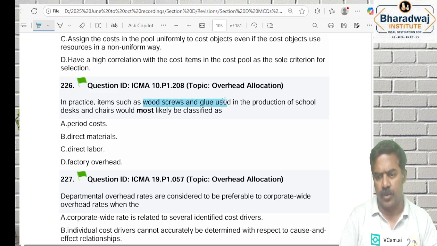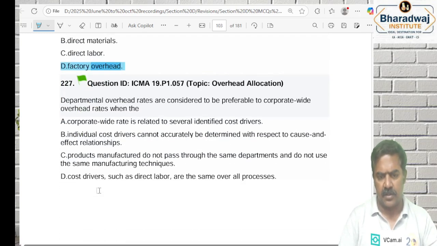Wood screws and glue used in the production of school desks will most likely be classified as factory overhead. Indirect material, indirect labor are part of which one? Factory overheads.